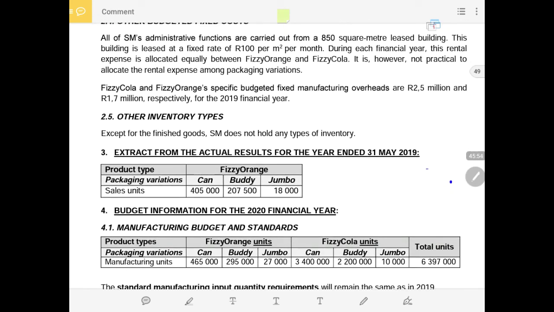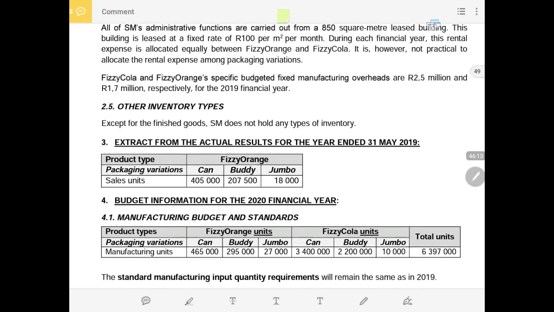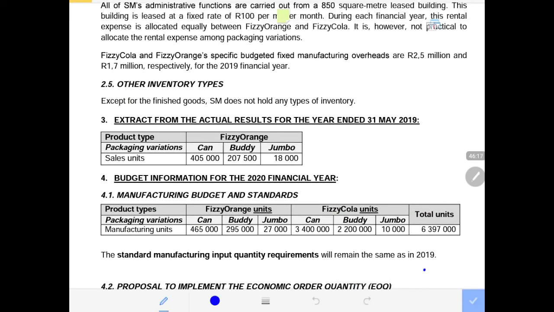We have other types of inventory. We have an extract of the actual results. Now we have our actual results. It says, except for the finished goods, the company does not hold any types of inventory. Then we have the sales. This is only the actual sales. They did not give us actual production.